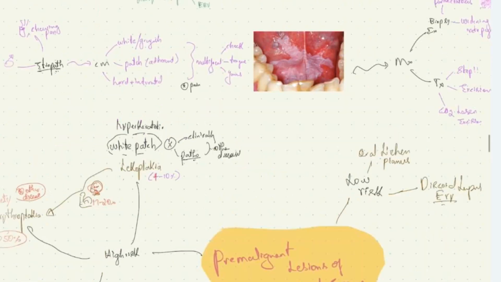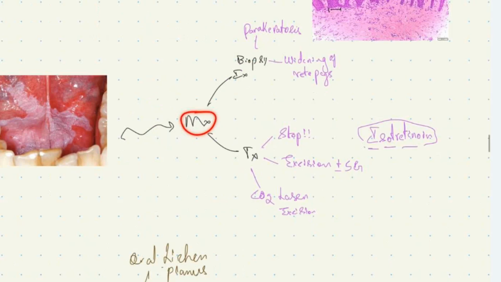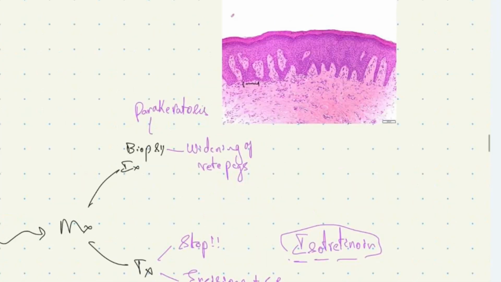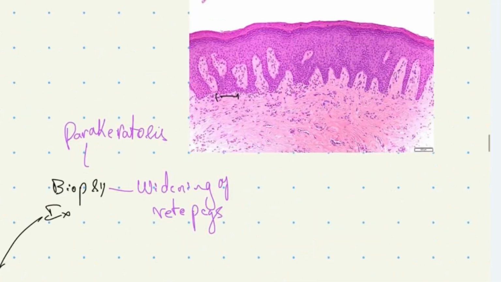Now, how to manage this condition? We have investigation and treatment. When we take a biopsy of the lesion, that is the white patch, we see parakeratosis, that is nucleated cells within the stratum corneum layer, and widening of the rete ridges. The epithelial projections will be widened. You can see here.